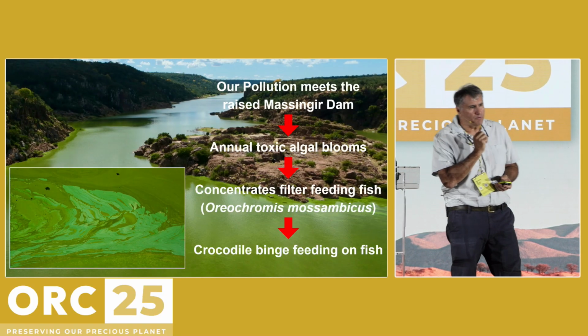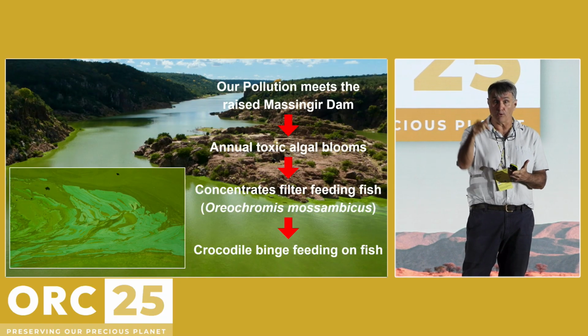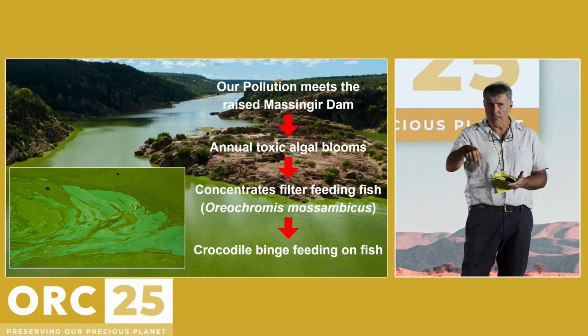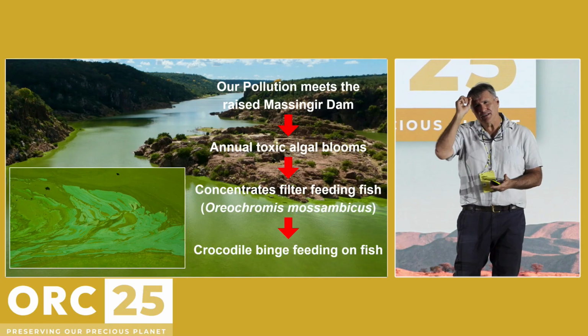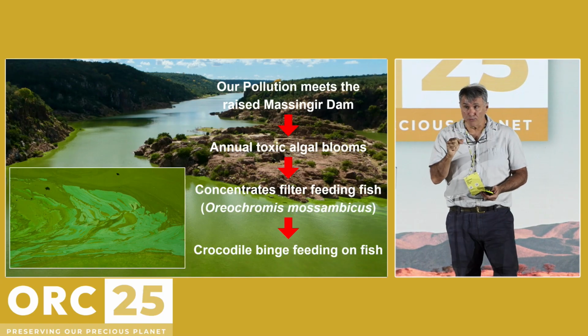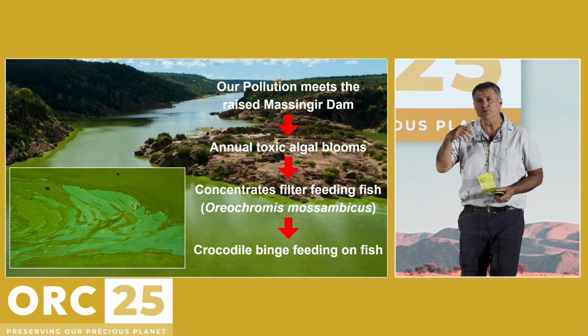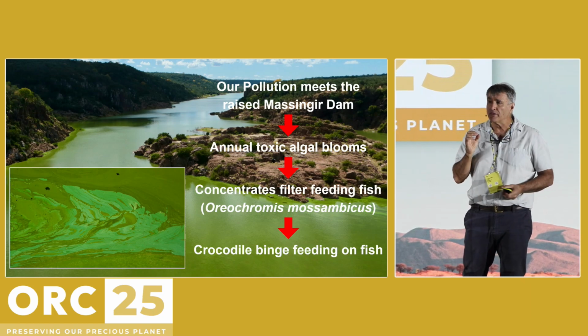Now, there's a bit of a problem with this theory, because we think it's fish. We think we know why it's happening in a particular area, but there's two little problems. The one is these toxic algal blooms are happening every year. They are so bad that we can track them from satellites now.